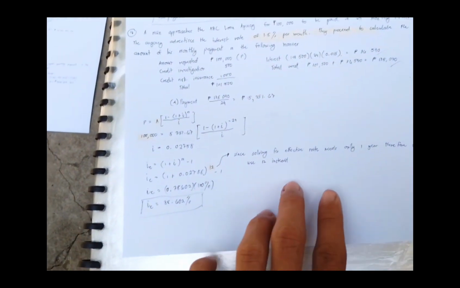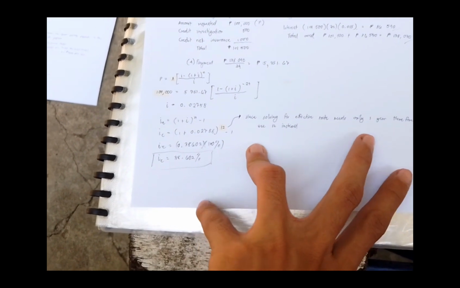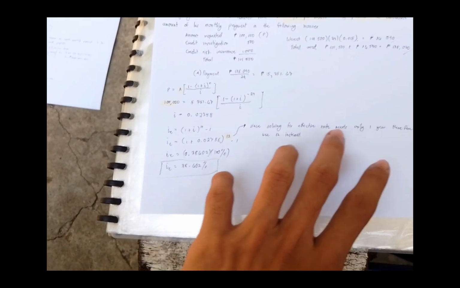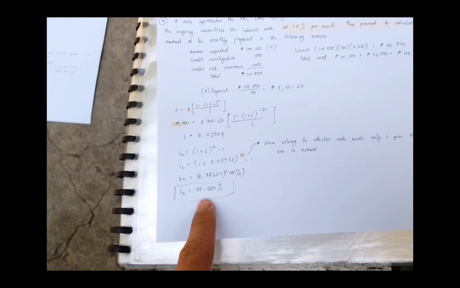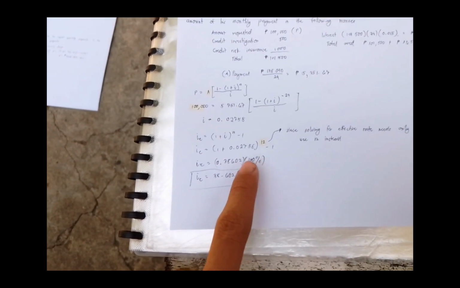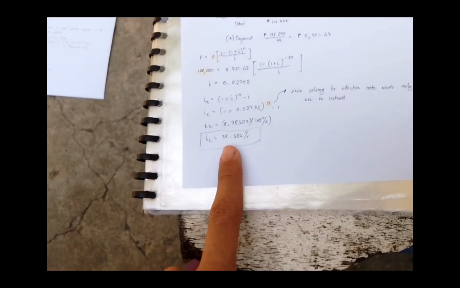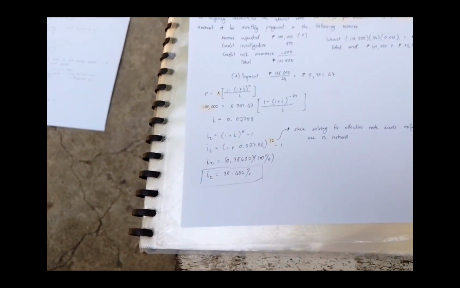Now, since solving for the effective rate needs only 1 year, therefore we'll use 12 instead. Since the payments are monthly, in one year there are only 12 payments. So our answer is 0.36602 times 100%, that would equal to 38.602%. That is the value of the effective rate being asked.